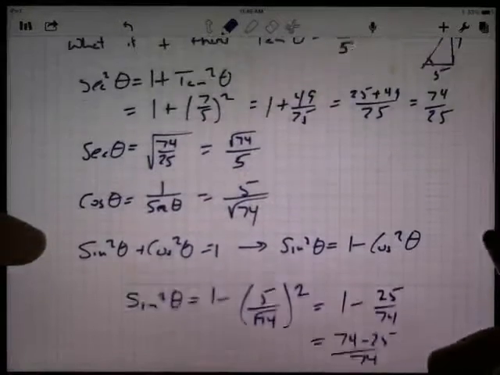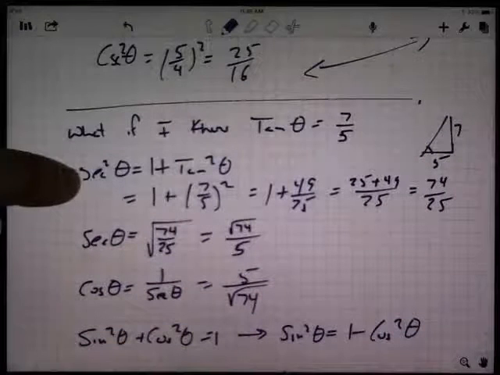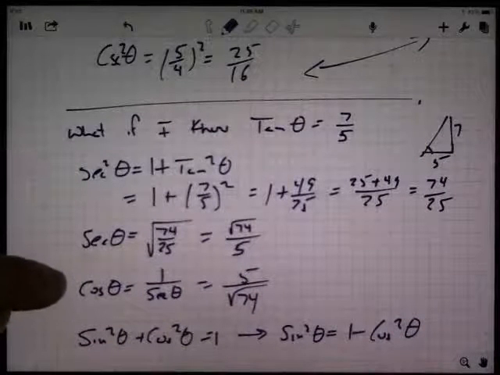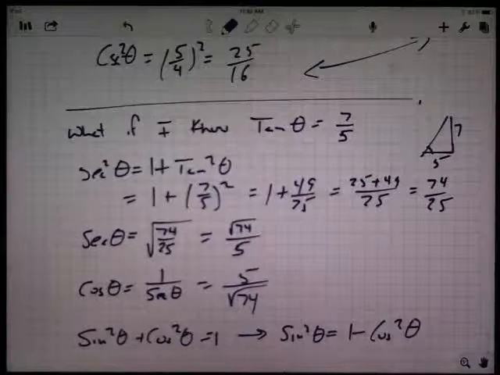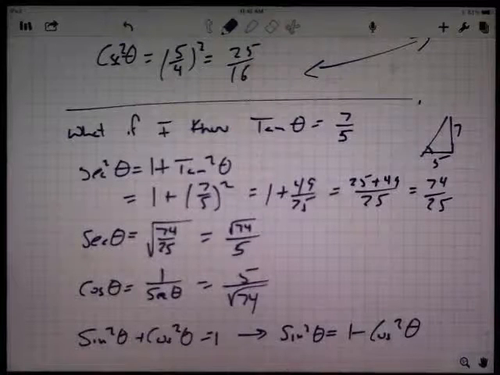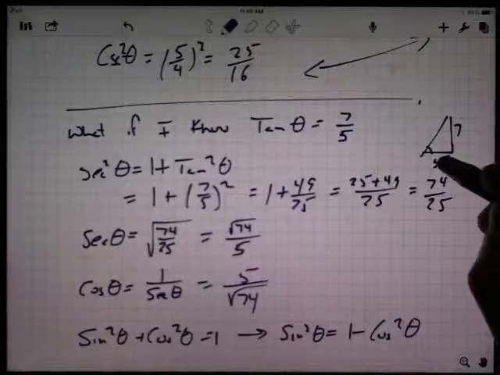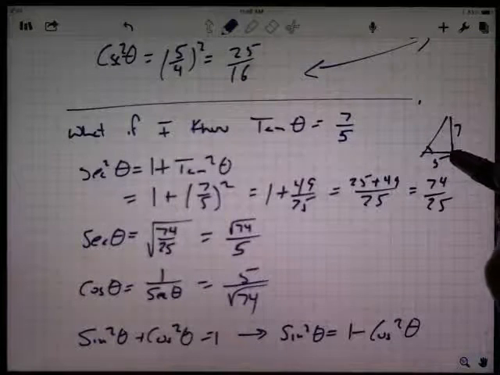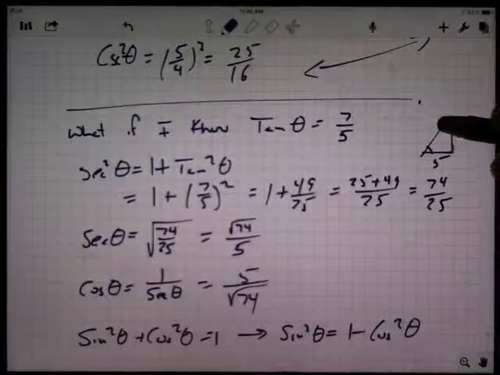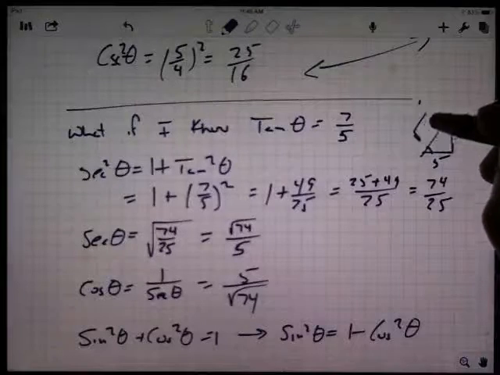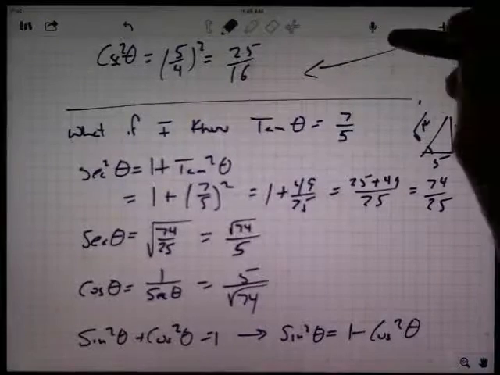Starting from the tangent, I could get the secant, and then from the secant I could get the cosine, and from the cosine I can get the sine, and from the sine I can get the cosecant, and then I've got them all. If we did use the Pythagorean theorem here, 5 squared plus 7 squared is 74, so this is the square root of 74 on this side.